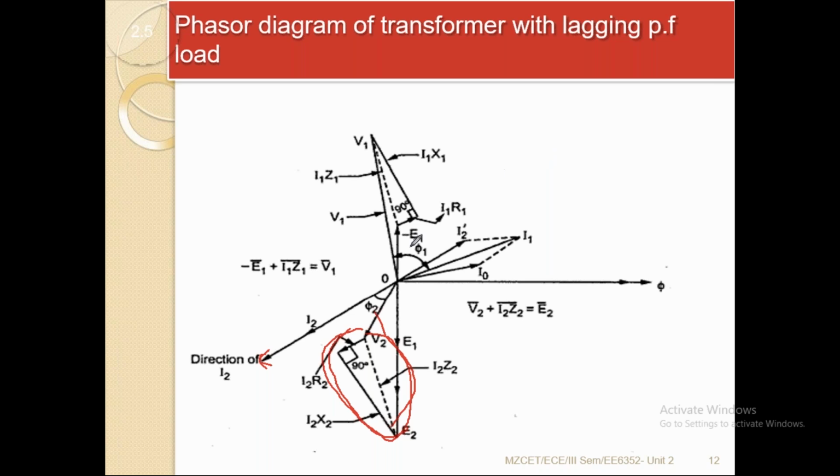Suppose if you are using the leading power factor, this graph should come in this area, that is above the I2 axis. Okay? If it is lagging power factor, it is below the I2 axis. If it is unity power factor, it is on the I2 axis. Below the I2 axis you will get when it is lagging power factor. Above the I2 axis you get when it is leading power factor. So I will show you how it will be.